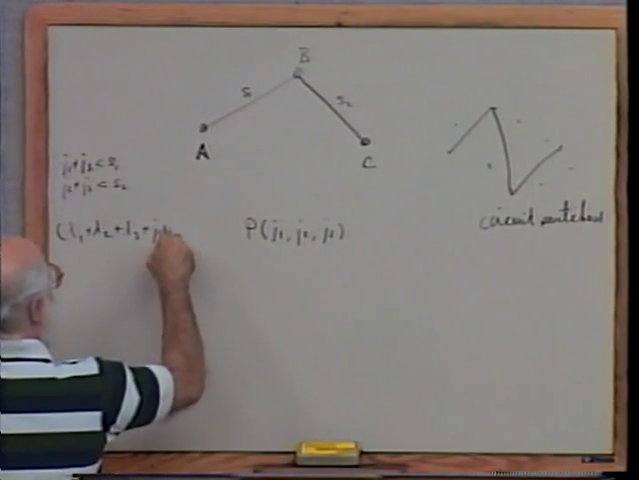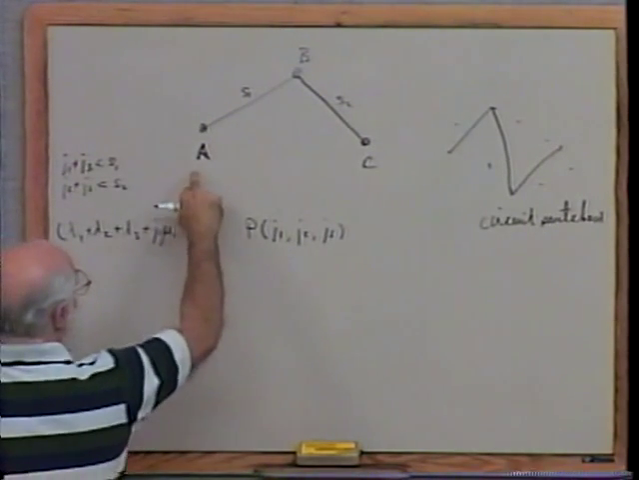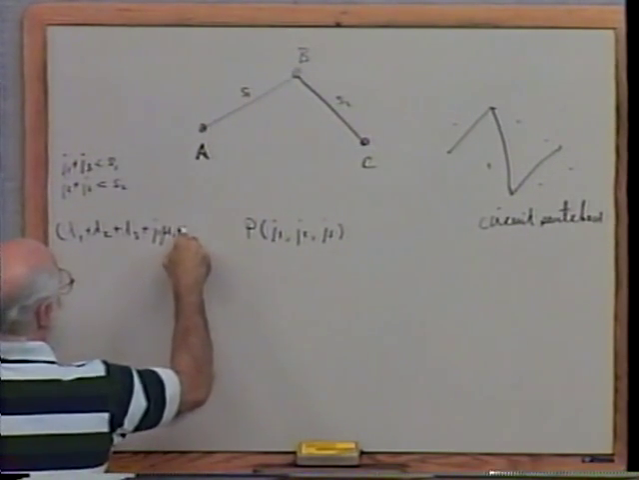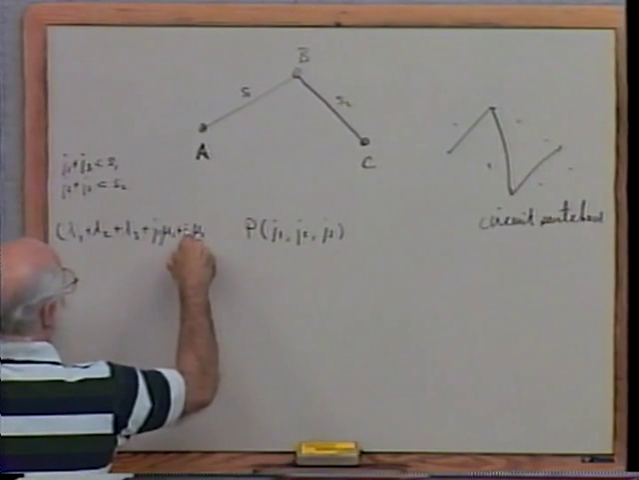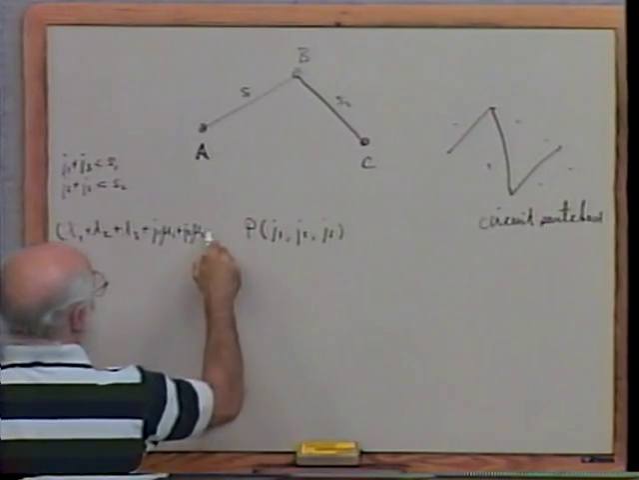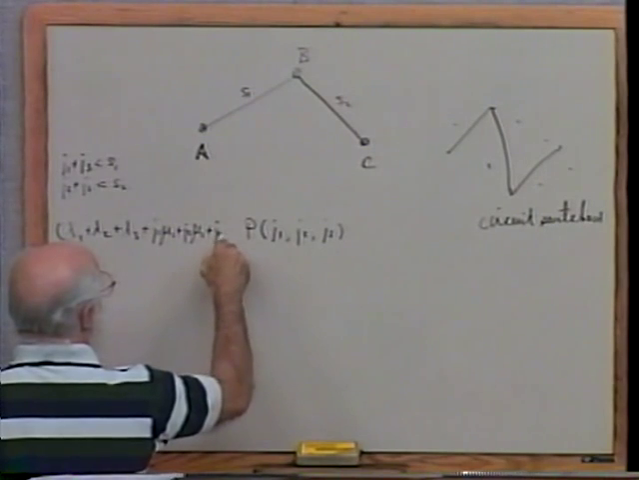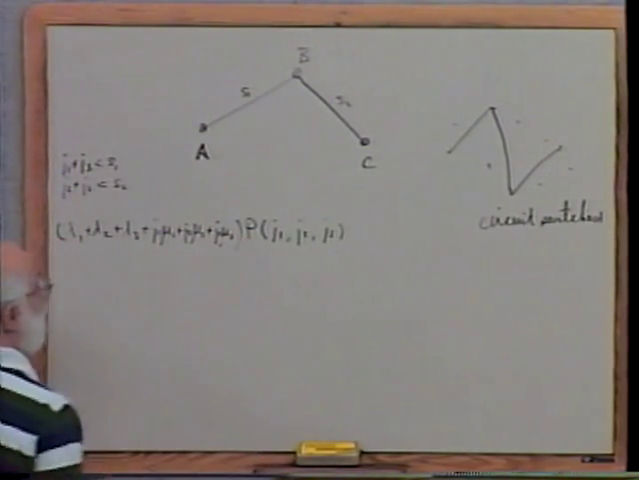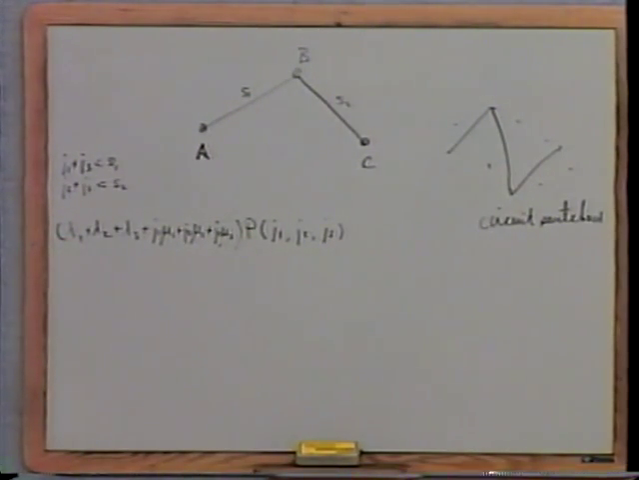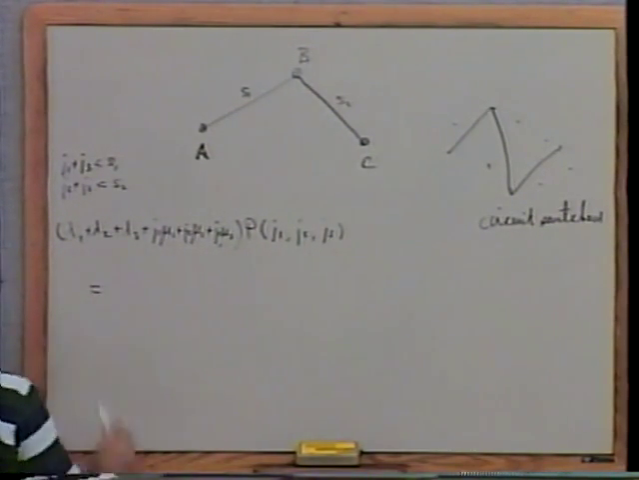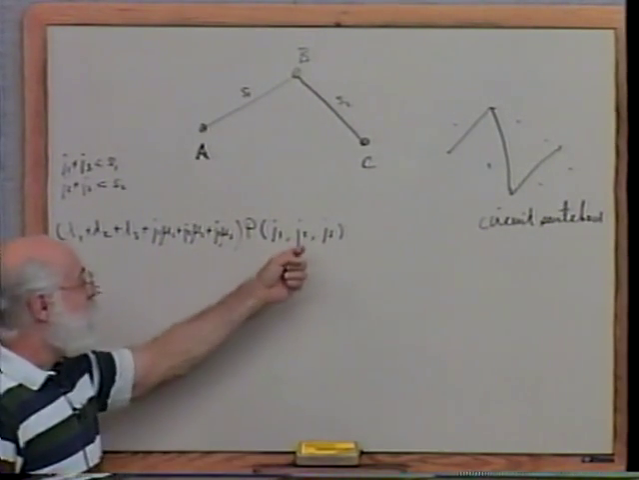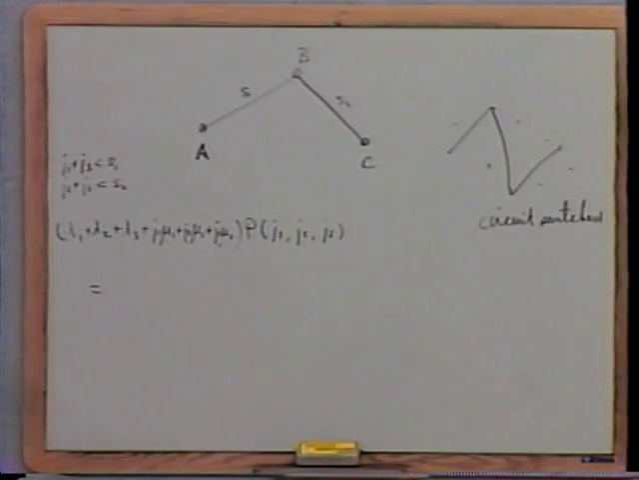So here's J1 mu1 is the service completion rate for calls between A and B. J2 mu2 for calls between B and C, and J3 mu3 for calls between A and C. And now we have to equate that to the rate at which I enter this state. So I can enter the state from below by arrivals or from above by departures. So everything is the same as before.